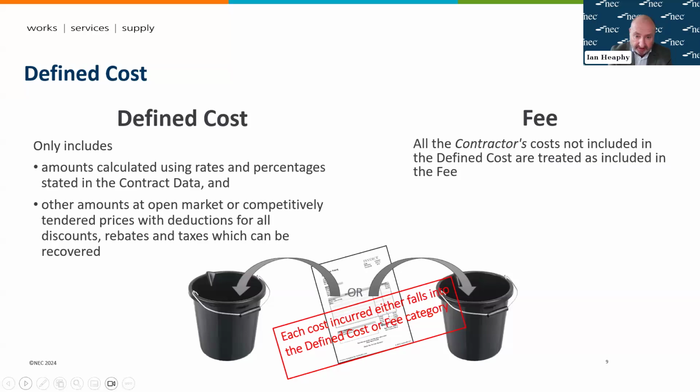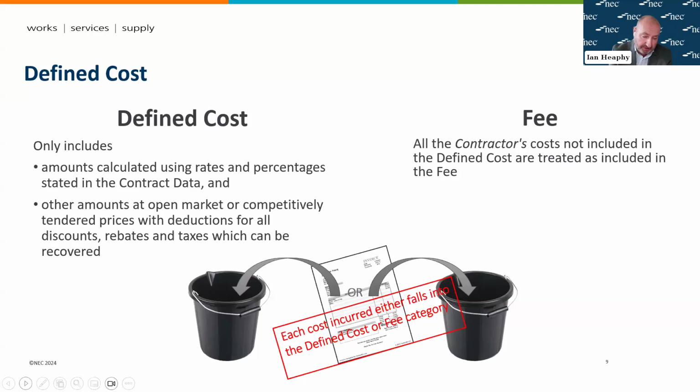In terms then of amounts that are included in defined cost, they have to be calculated using any rates and percentages that are stated in contract data. And that's contract data part 2 by the contractor. And so, for example, under main option A, that would require the use of people rates that have been provided at tender stage by the contractor.